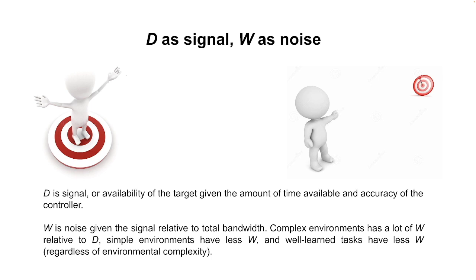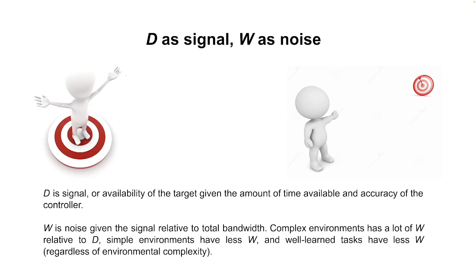And so you can have a lot of noise depending on the distance from the target. If the target is far away, you can have a lot of noise. But if you're tolerant to that noise, then it doesn't matter so much that you hit the target. So in summary, D, or distance, is the signal. And we define our signal as the availability of the target, given the amount of time available and the accuracy of the controller. So in your arm movement, you're the controller, and you move your arm towards the target.